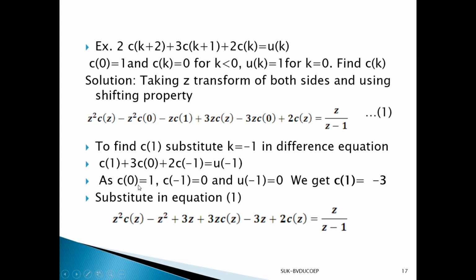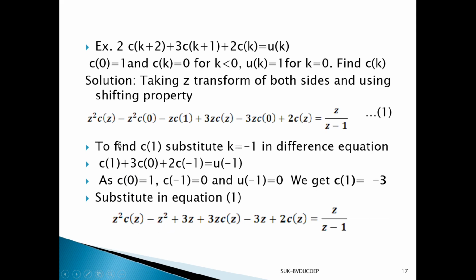And put the value of C0 equal to 1. c of minus 1 is 0, so this is 0. And u of minus 1 is 0 because the unit step is applied only at k equal to 0, not for k less than 0. So we get C1 plus 3 equal to 0, or C1 is equal to minus 3. Correct?